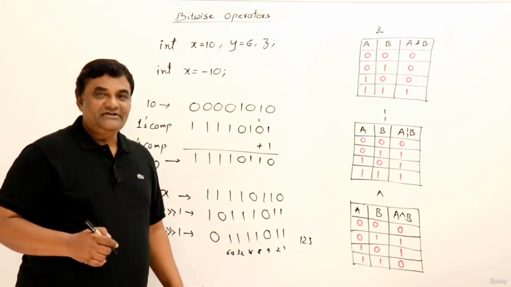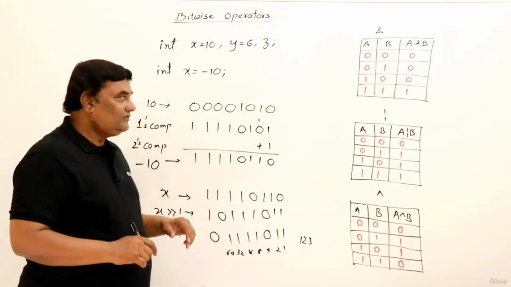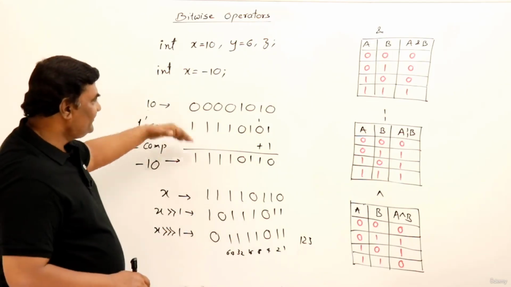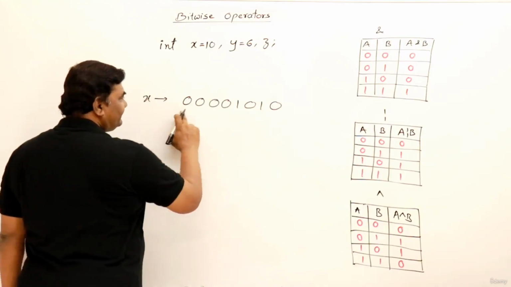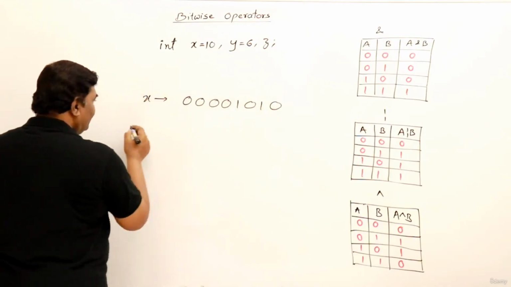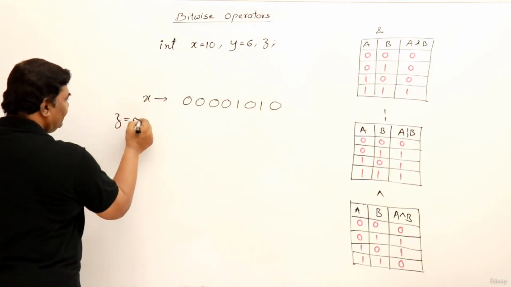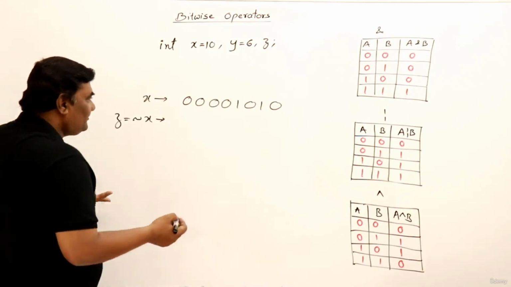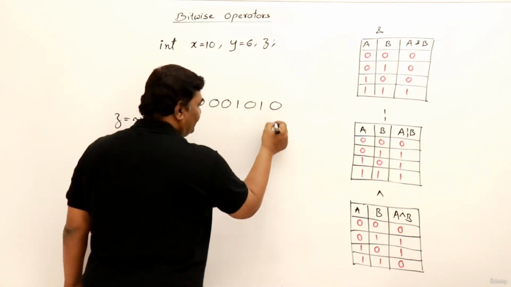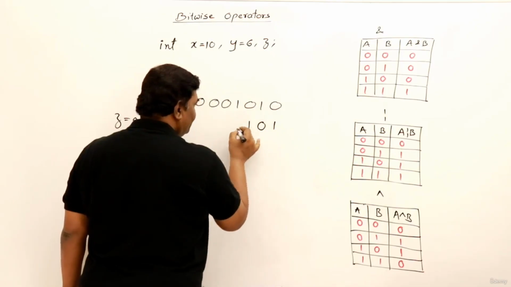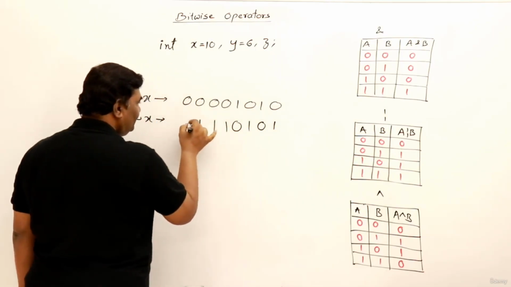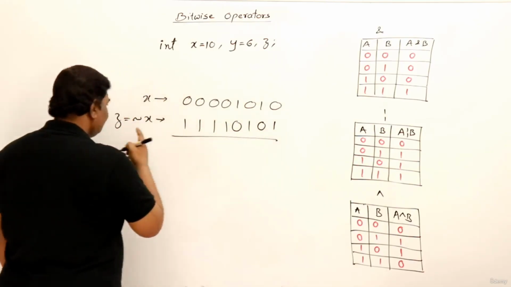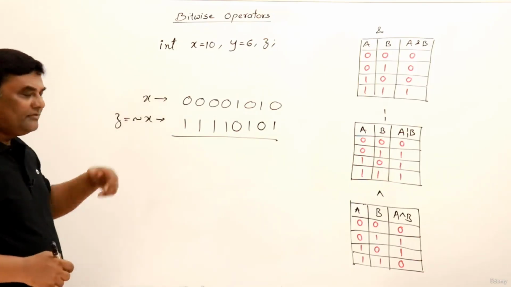Now the last operation left is not. Let us look at not. For that I will take just one value and show you here. X is 10, this is the binary form. Now if I say Z assign not of X, not of this has to be stored. Not means every bit is inverted. So this becomes 1, this becomes 0, this becomes 1, 0, 1, 1, 1, 1. So this is the result in Z in binary form.